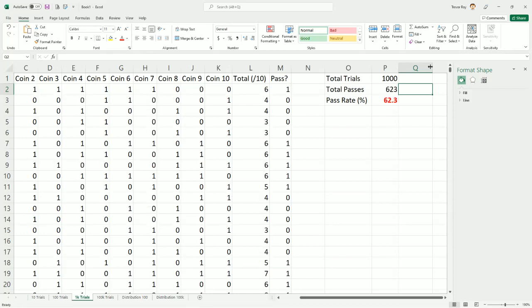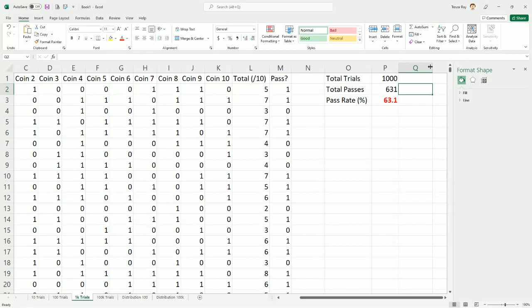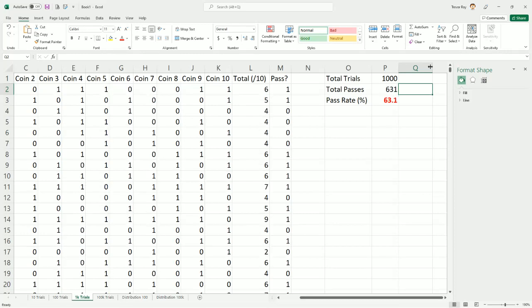And it says it passes 62.3% of the time. And if I do it again, 62.6% of the time. And 63.1%. 61.2%. So it looks like we're getting mostly numbers in the low 60s.